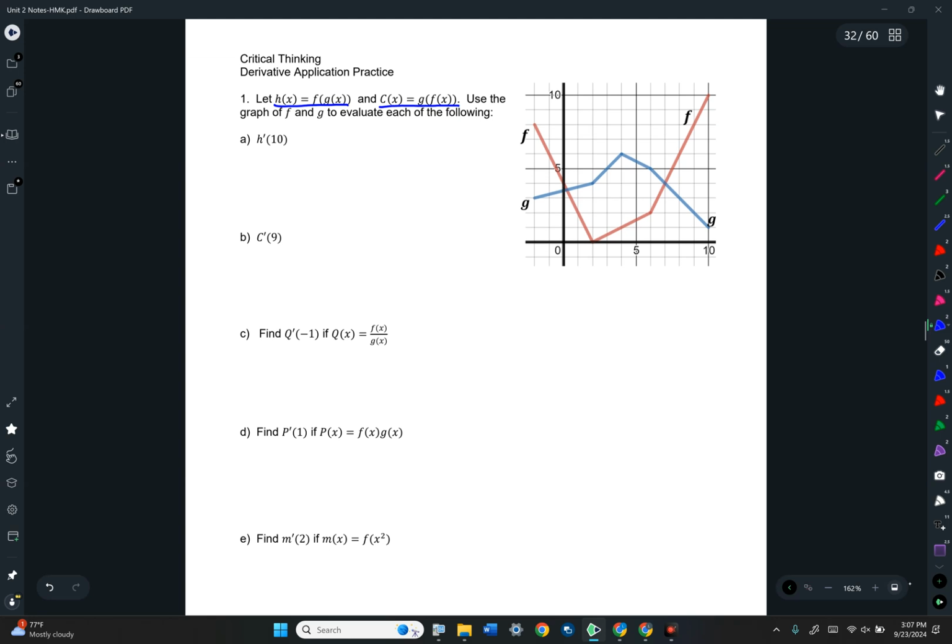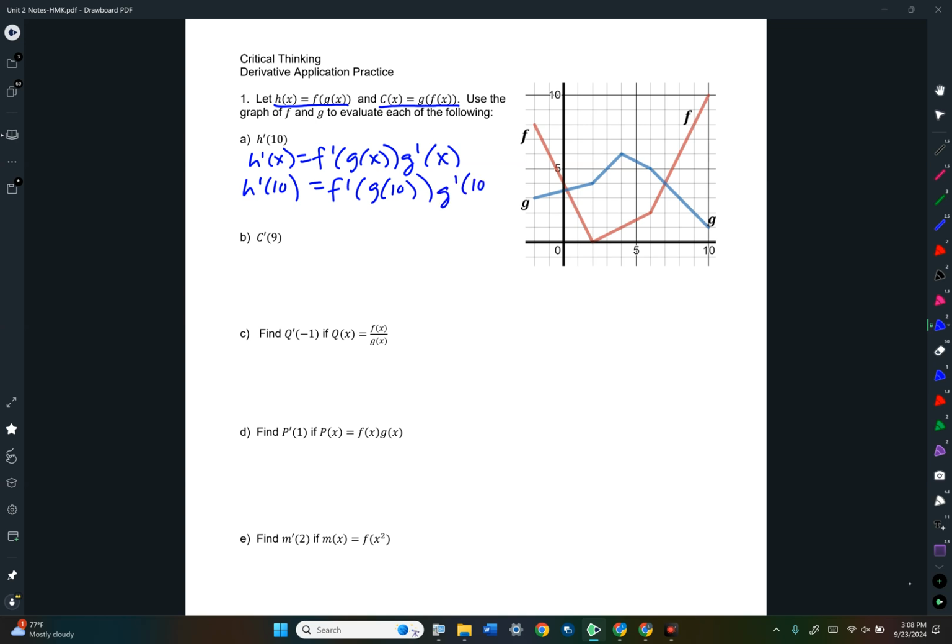All right, so h prime of 10. Remember what I told you guys the other day. Before I can find h prime of 10, I have to find h prime of x. Well, if h is f of g, that means I'm going to do the chain rule. It's going to be the derivative of f evaluated at g times the derivative of g. I mean, that's the exact rule that we wrote when we first set up the chain rule. All right, so that means h prime of 10. So I'm going to replace an x everywhere. I'm going to put in a 10 everywhere I see an x. So I've got f prime of g of 10 and then g prime of 10.